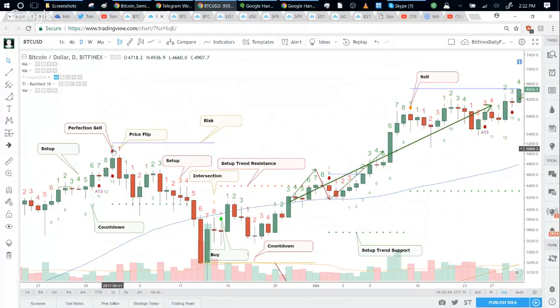Now, all things being equal, which they never are, you can already see that 2 of the 3 possibilities are telling you, hey, be careful. There's probably going to be some kind of a reversal. Whether it's a short-term reversal or a long-term reversal, you still have time to figure that out.